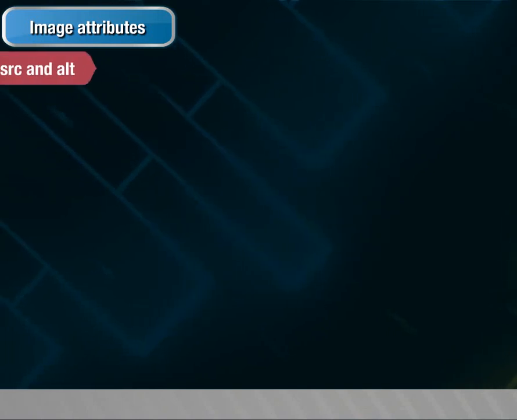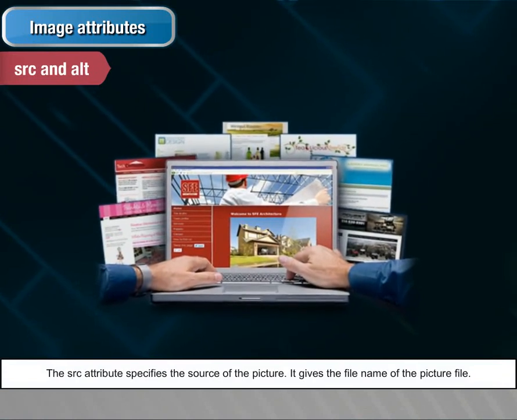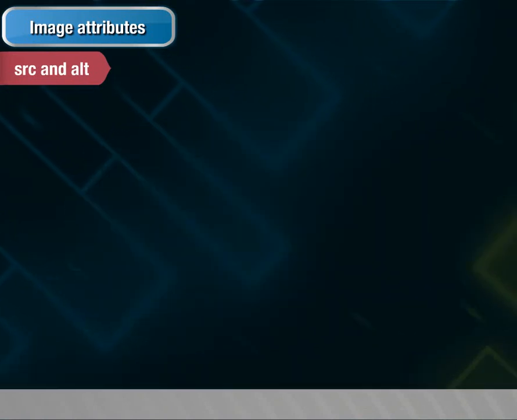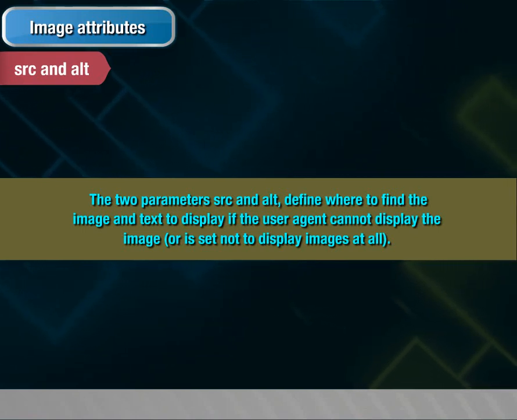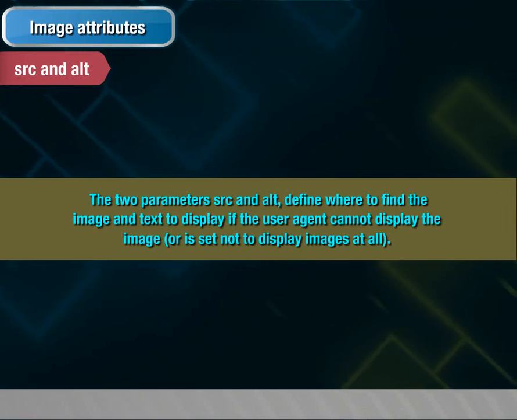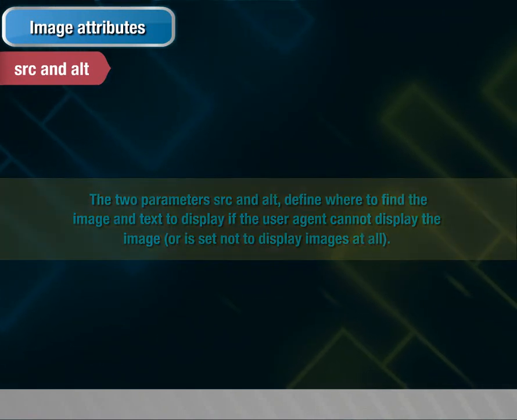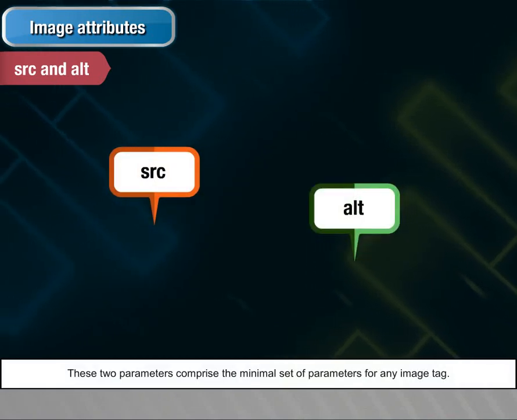SRC and alt. The SRC attribute specifies the source of the picture. It gives the file name of the picture file. The two parameters SRC and alt define where to find the image and text to display if the user agent cannot display the image or is set not to display image at all. These two parameters comprise the minimal set of parameters for any image tag.